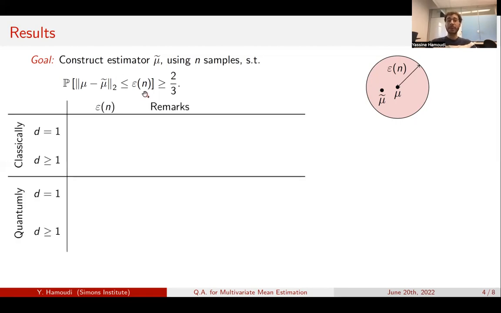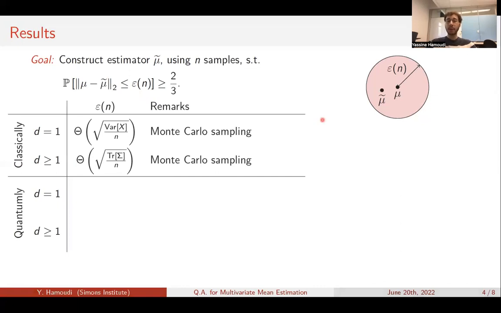So let's see what is the best possible epsilon n we can achieve. First, if you just have classical access to the input, this is the optimal error that you can achieve. Dimension 1 is going to depend on the variance and the sample complexity, and in higher dimension, it will depend on the trace of the covariance matrix. The way you can obtain those results is quite easy. You can just compute the empirical mean, which is the average of n classical samples. And this is optimal.